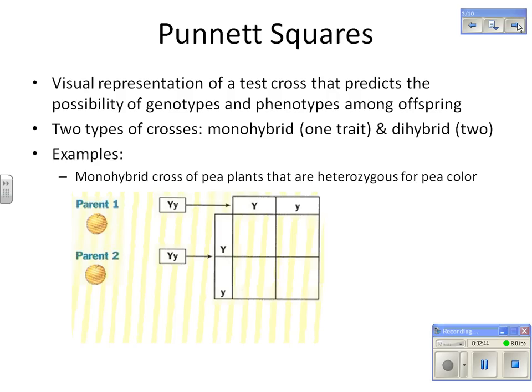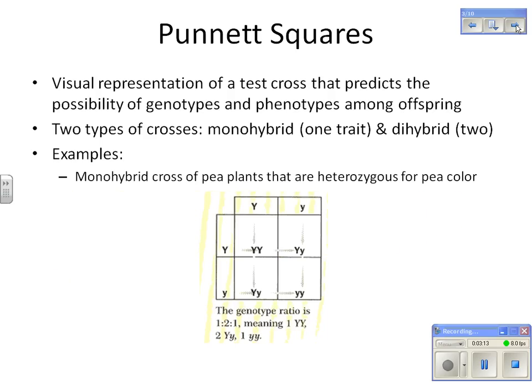Our first example here is a monohybrid cross. We are crossing 2 heterozygous plants for pea color, and you'll see that both of our parents have the yellow color, and because they're heterozygous, we know that our capital letter here, Y, stands for yellow, and our lowercase would be the recessive trait of green. Keep in mind that there is 1 allele in each box for a test cross.